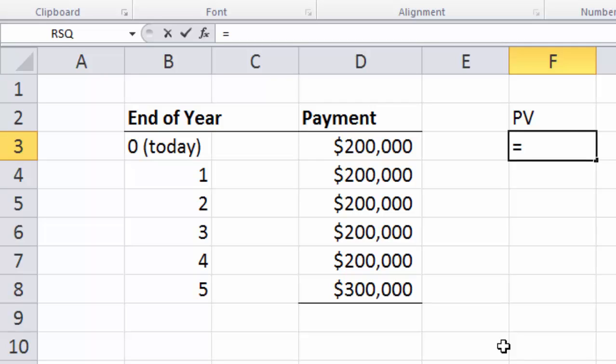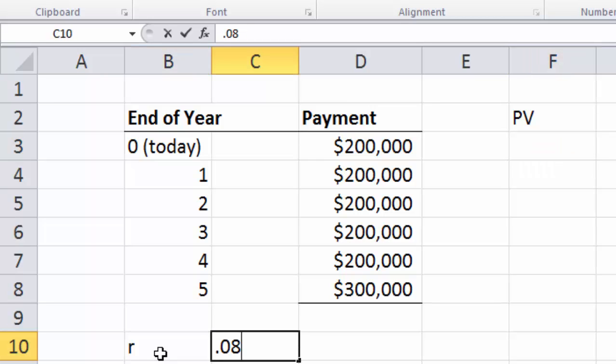And that wouldn't be that hard to do. We could just use Excel, present value. Now, rate. What's the rate? The book says, assuming no differential tax treatment between the two options and that Ruth earns a return of 8% on her investments. That's what we use for the rate. So I'm going to put that over here, R, 0.08. I haven't formatted that as a percent, so I have to put it as a decimal.